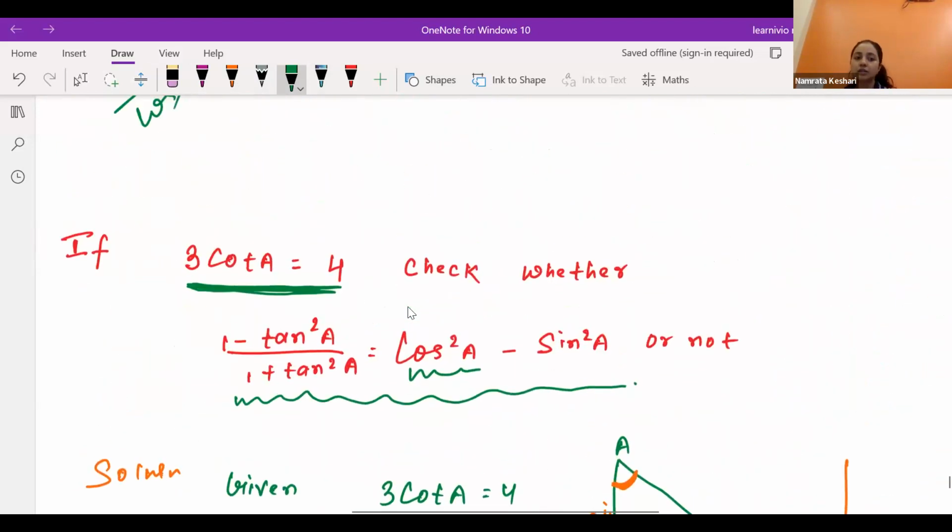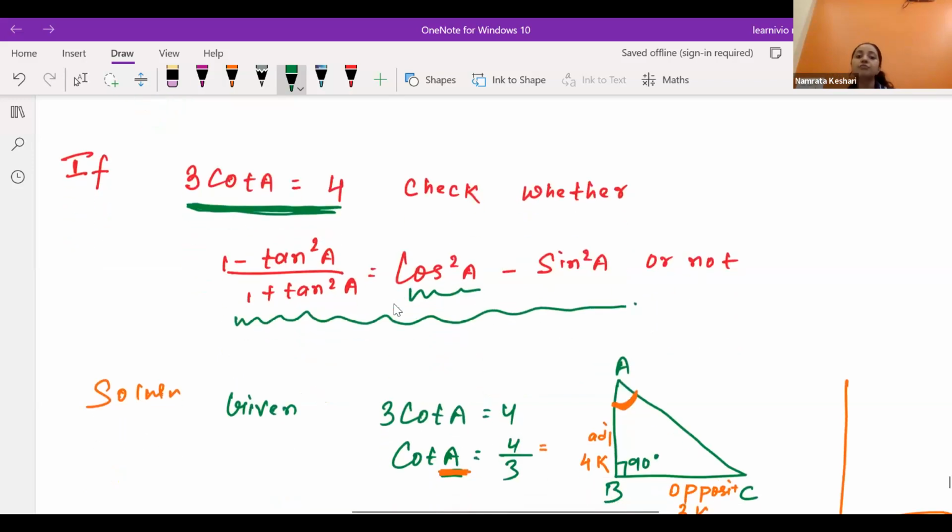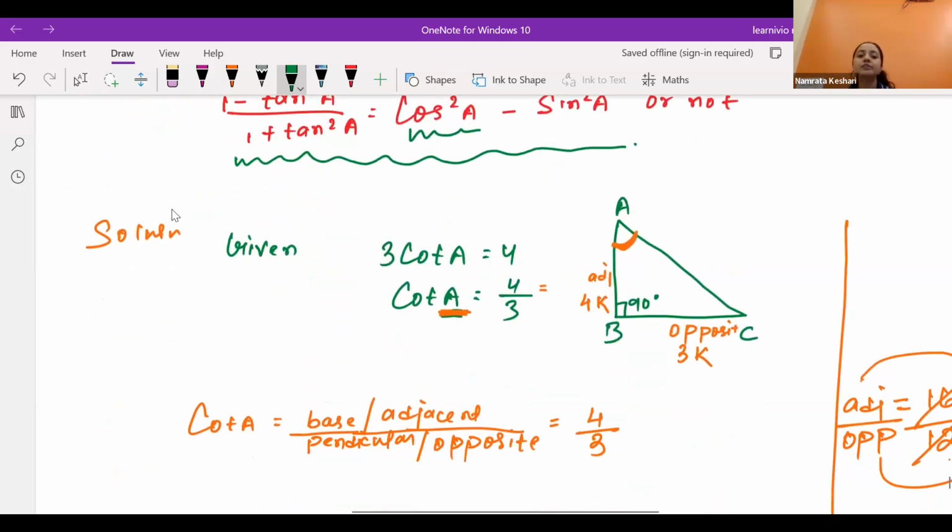We have this particular question. If 3 cot A is equal to 4, then check whether 1 minus tan square A by 1 plus tan square A is equal to cos square A minus sin square A or not. Check whether the left hand side is equal to the right hand side, yes or no. That's what the question says. And the given information is 3 cot A is equal to 4. Now, if we focus on the given information, we will realize that a trigonometric ratio is given to us. 3 cot A is equal to 4 means cot A is 4 by 3.